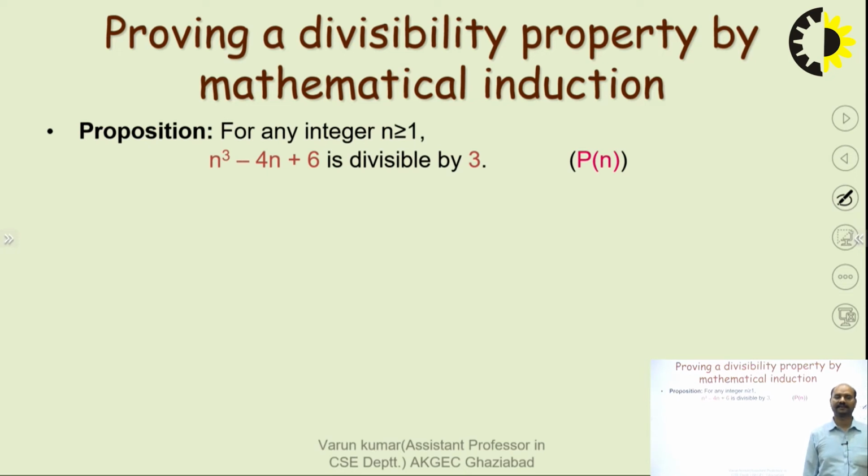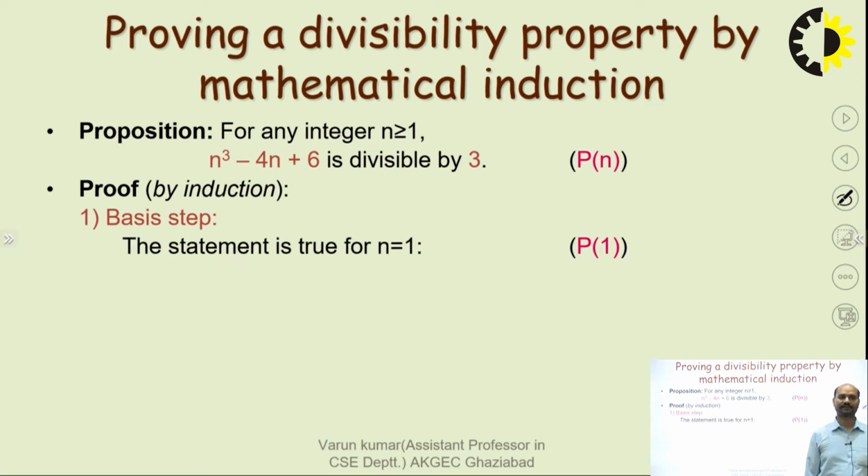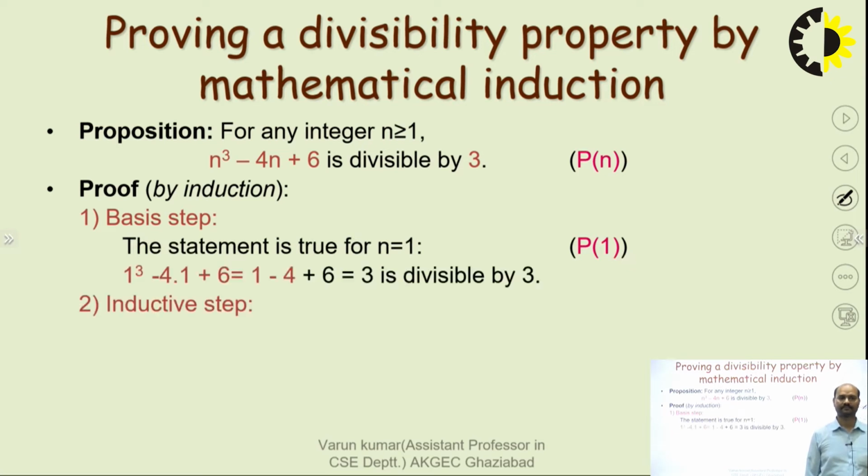So take one more function, that is n to the power 3 minus 4n plus 6 is divisible by 3. So for the basic step, n is equal to 1. It means 1 to the power 3 minus 4 dot 1 plus 6. 1 cubed becomes 1, then 4 dot 1 becomes 4, plus 6, it will become 3, and 3 is divisible by 3.